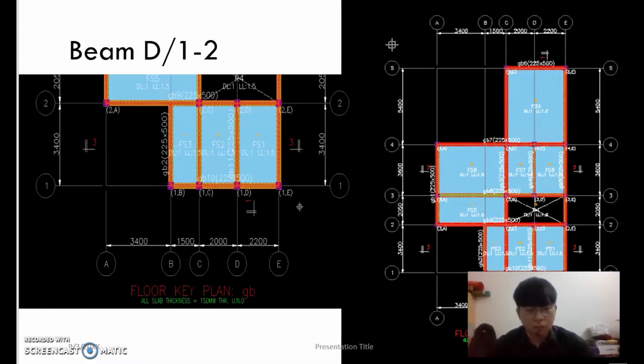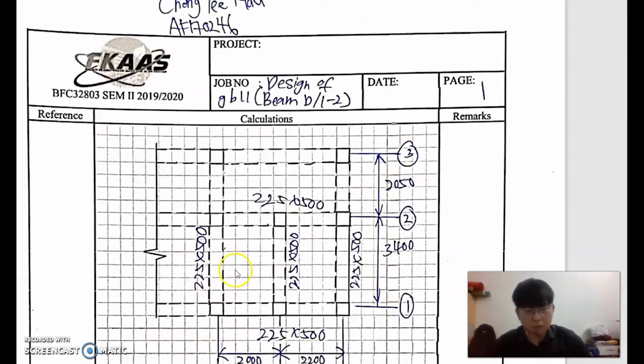Okay, my name is Chong Yee Hau and my matric number is AF170246. For my part of manual calculations, I choose the beam from D1/2, which is this one. So this is a simply supported flanged beam. So now I will explain about the process.